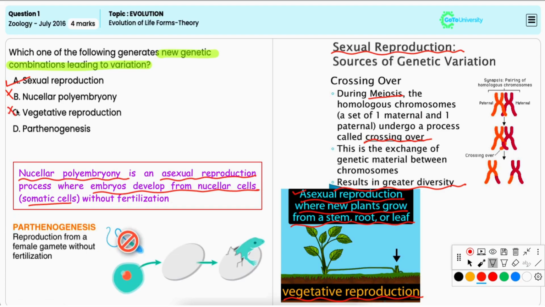Option D, parthenogenesis. It is also incorrect because it is a form of reproduction where offspring are produced from an unfertilized egg. So it is also an asexual process, and therefore genetically identical individuals are formed and it does not show any new genetic recombinations or variation.